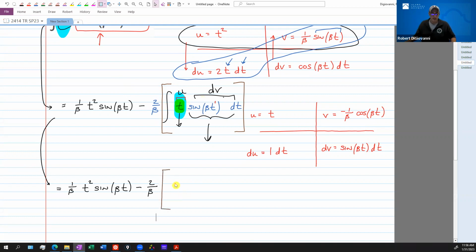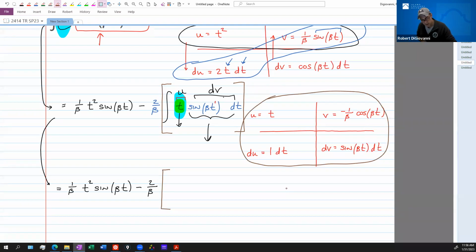I'm going to write down ultraviolet minus voodoo again, but off of this table instead of the previous one. So ultraviolet, I'm going to multiply these two together. Watch how I place my constant out front, -1 over beta, then t, then cosine beta t. That's ultraviolet, minus integral, and now my voodoo, which are these two multiplied.